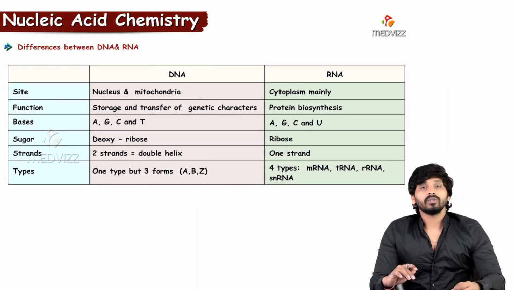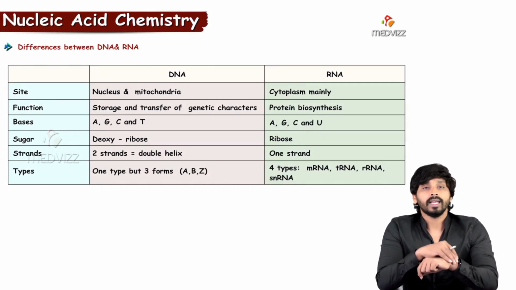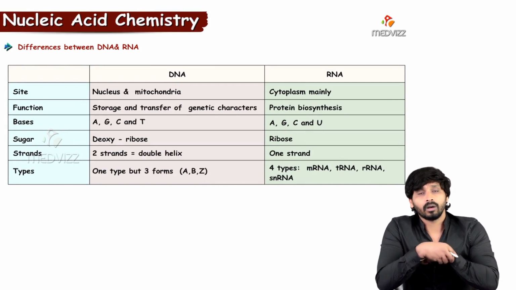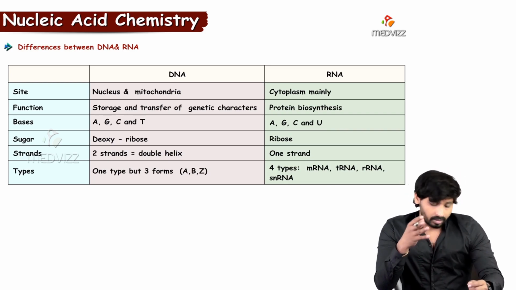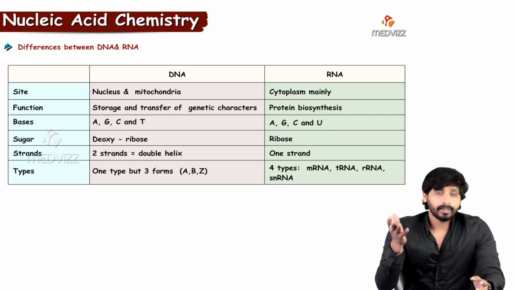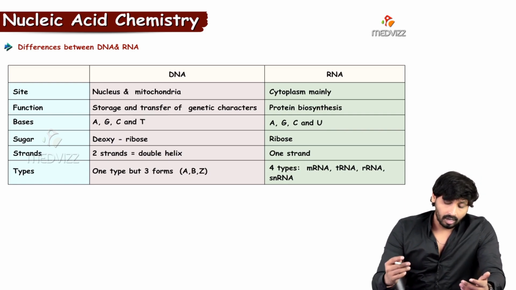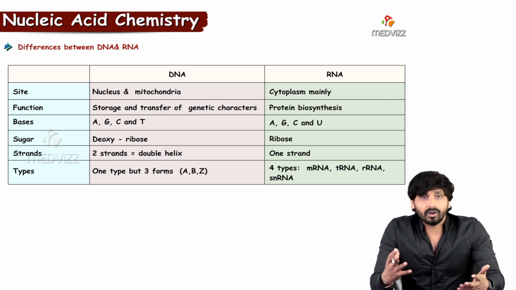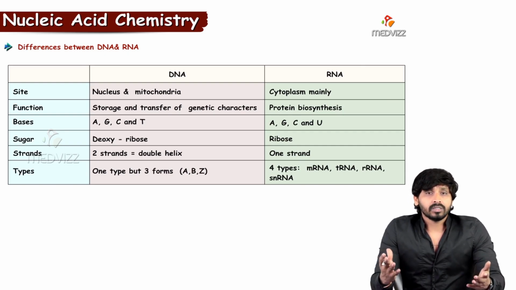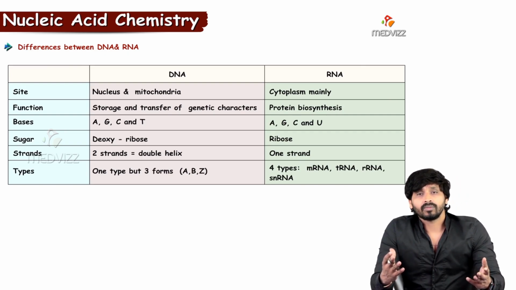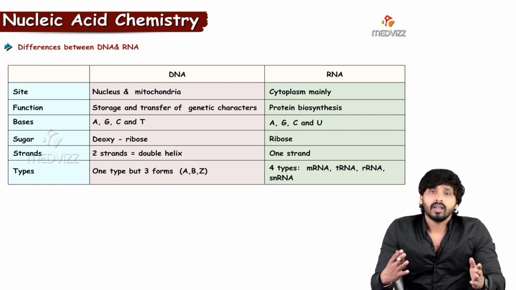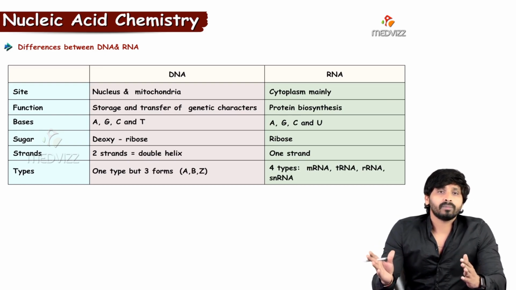So, coming to the differences between DNA and RNA, from an exam point of view or in competitive exam based questions. Site wise, DNA is present in the nucleus and in mitochondria, but RNA is present in the cytoplasm. Functions: the storage and transfer of genetic information from one generation to another is by DNA, and the function of RNA is solely protein biosynthesis.